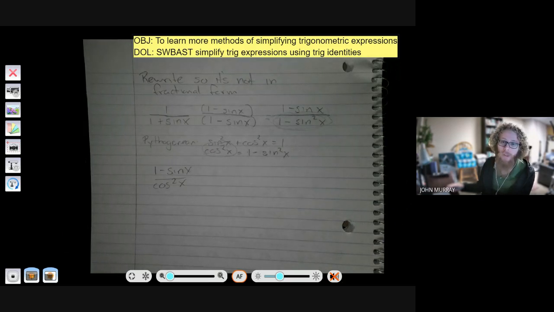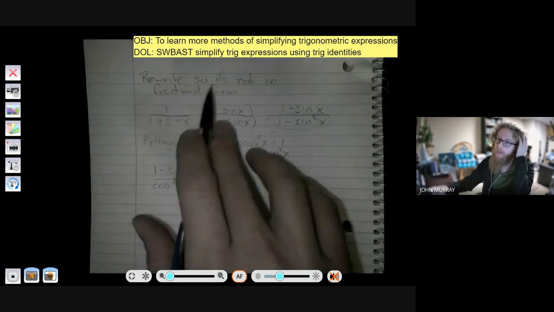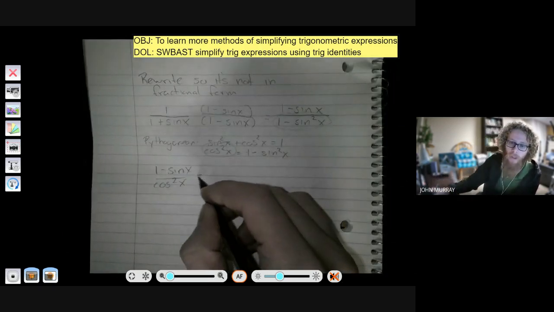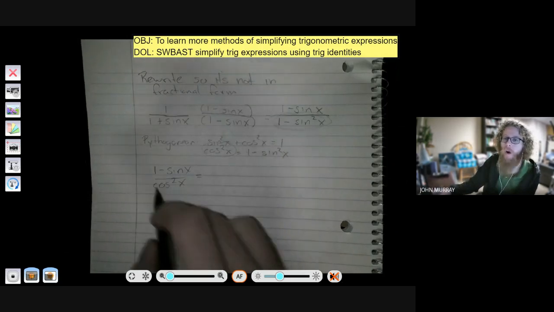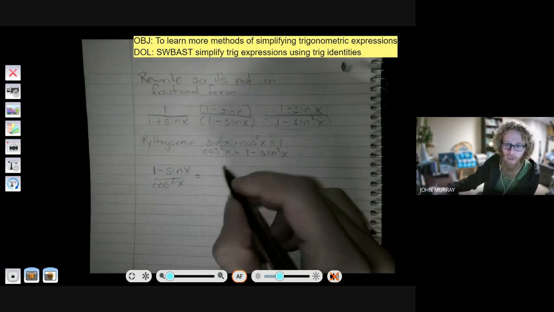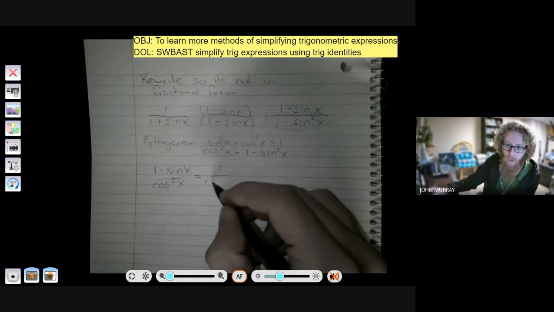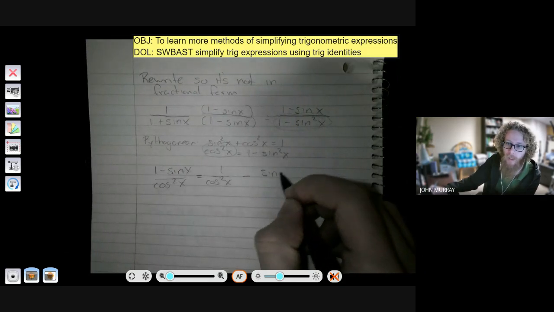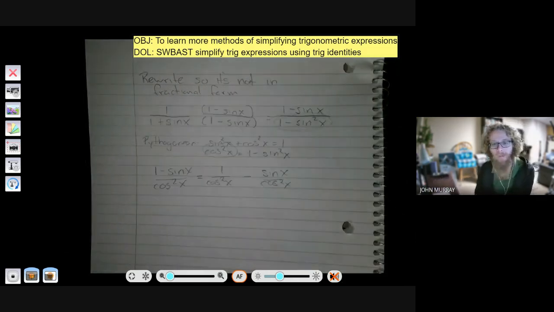All right, so it looks a little better, but remember we want it so it's not in fractional form. I don't want any fractions. So when we have one term in the denominator and more than one thing up there, we can split it. I can have 1 over cosine squared minus sine over cosine squared.